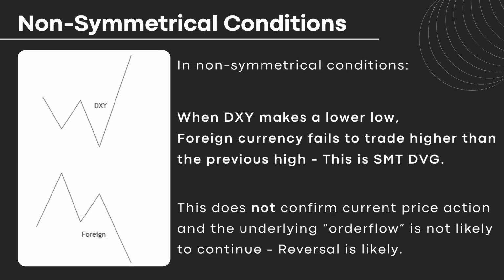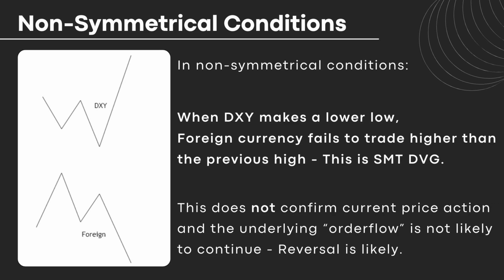The way we are going to determine and measure whether the structure is in a non-symmetrical market condition is through the following metrics and using the following framework, right? So in a non-symmetrical market condition, when DXY or the benchmark asset makes a lower low, the foreign currency or the underlying asset makes a lower high and fails to trade above the previous high. This is what we call a divergence and discrepancy in variation in price, right? And this suggests that there is an SMT, right?